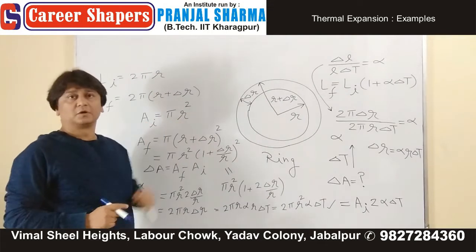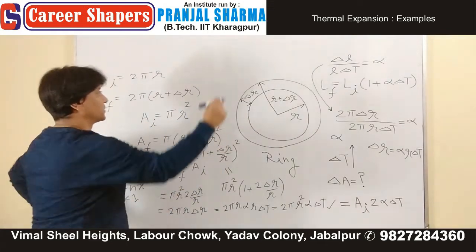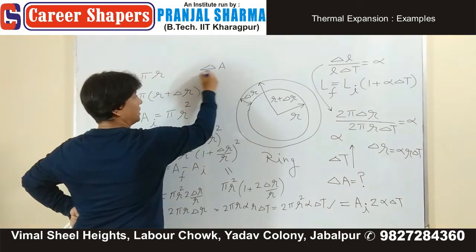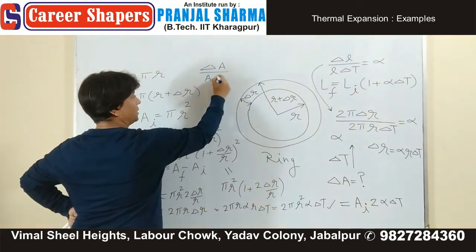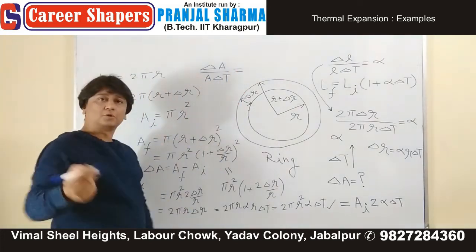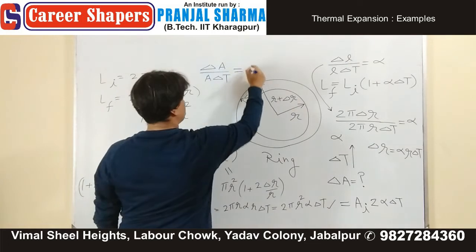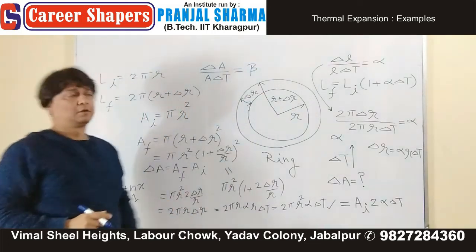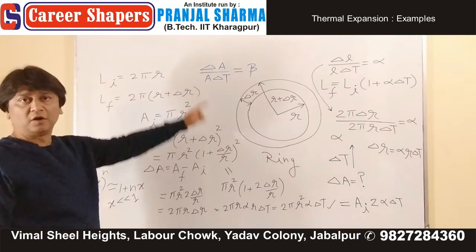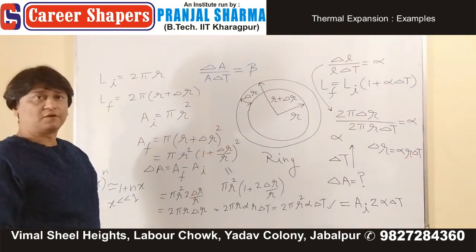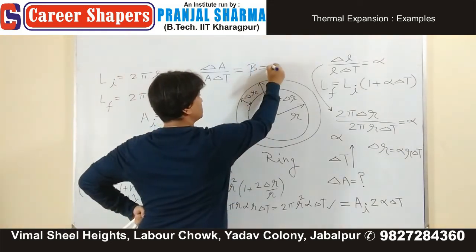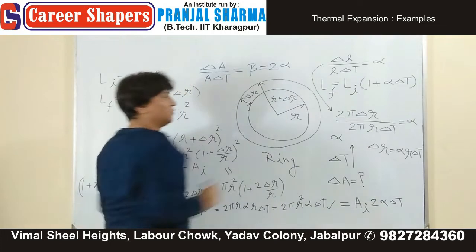Now notice this shortcut method. Delta A upon A delta T is also a constant, which is called beta, the coefficient of thermal expansion for surface area. We know that this beta is 2 alpha.